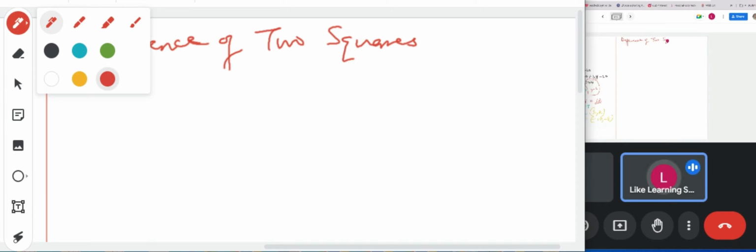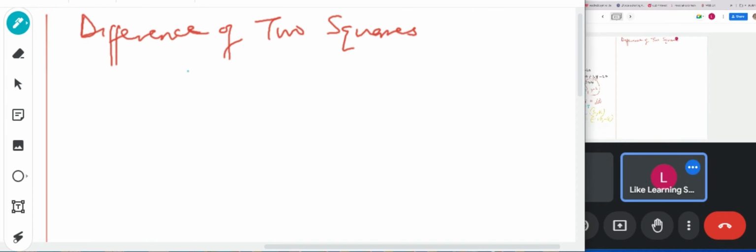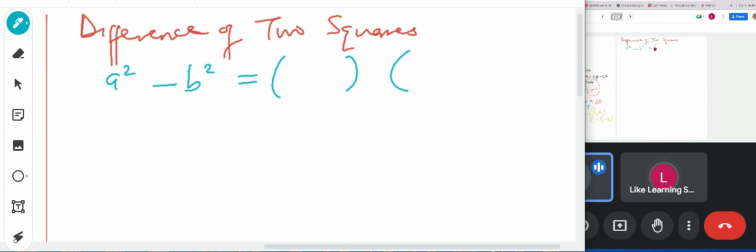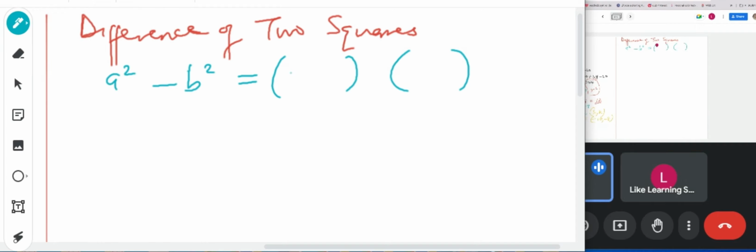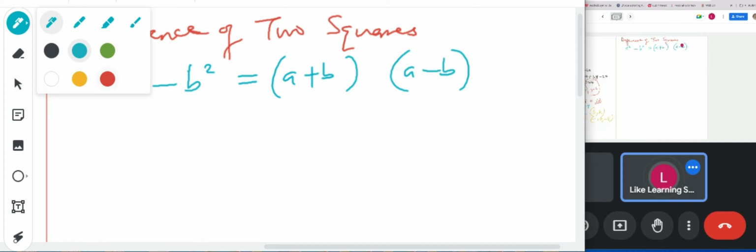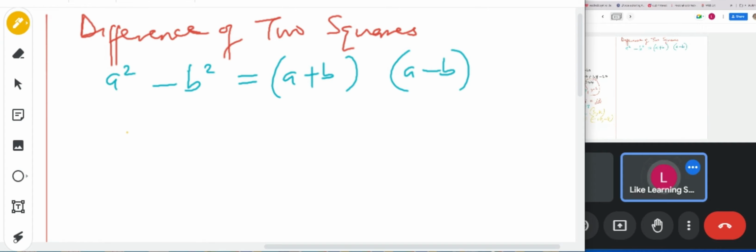Like you said, if you have a squared minus b squared, it becomes what? Just open a bracket and open another bracket. A plus b and a minus b, right? Interesting. All right, so if that is the case, what about if you have this?